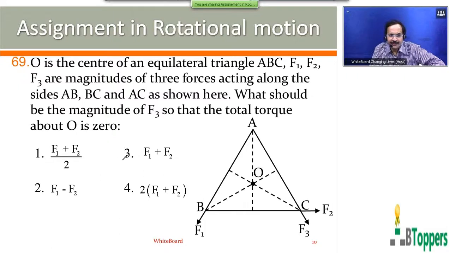I have shown 4 options on screen. Try this question. Take a pause and finish trying this question.